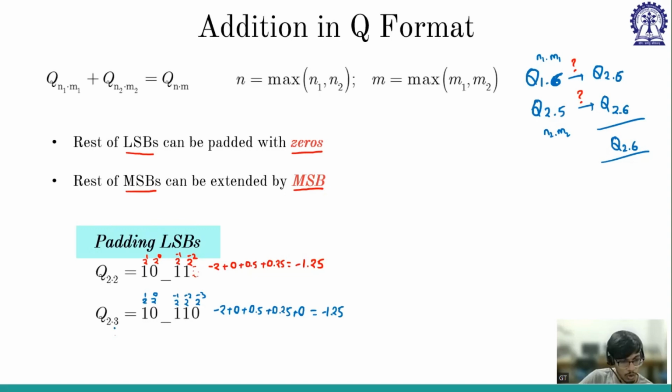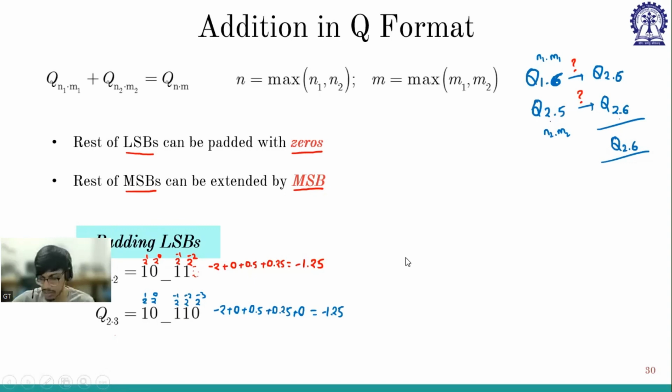Now Q2.2 becomes Q2.3. Whenever we want to increase the LSBs, so from 2.5 to 2.6, if I want to add, I will add a 0 at the end of this number. But what if I have to add to the MSB side? How will I do it? I will not add 0, because that will completely change my value.